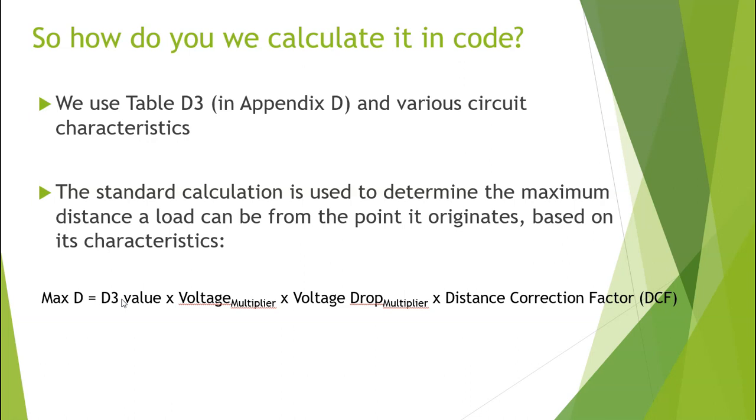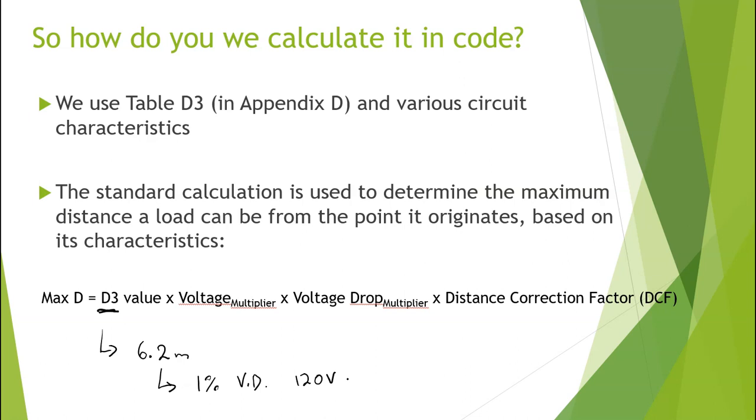Now when we take a look at the factors that are going to be involved in that calculation, the first and foremost is a value that we would get out of table D3. And this is a value in meters. So for example, it might be a value of 6.2 meters. And this is the maximum distance that we could go based on a 1% voltage drop and a 120 volt circuit.